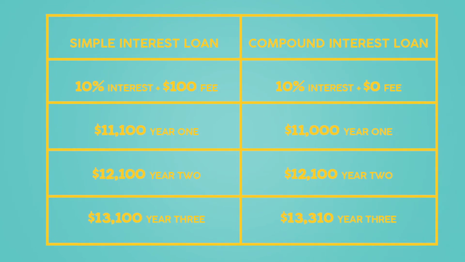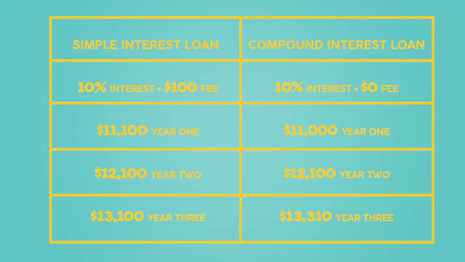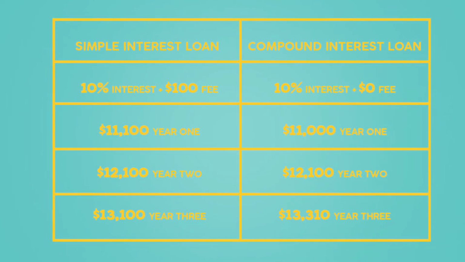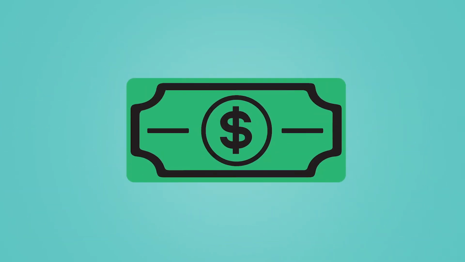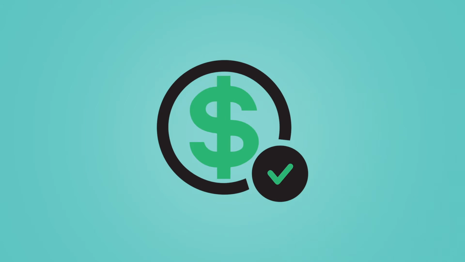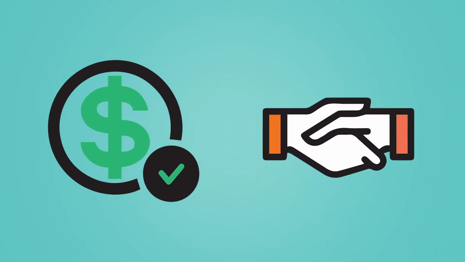However, if you choose the compound interest loan with no fee, you would end up owing $13,310. That's $210 more. So in the end, even though the simple interest loan has a fee, it still ends up being the cheaper option. So how did we get to that $13,310 amount?